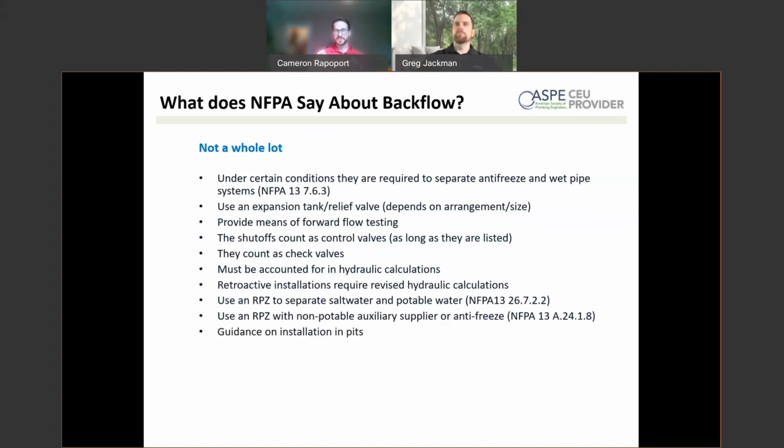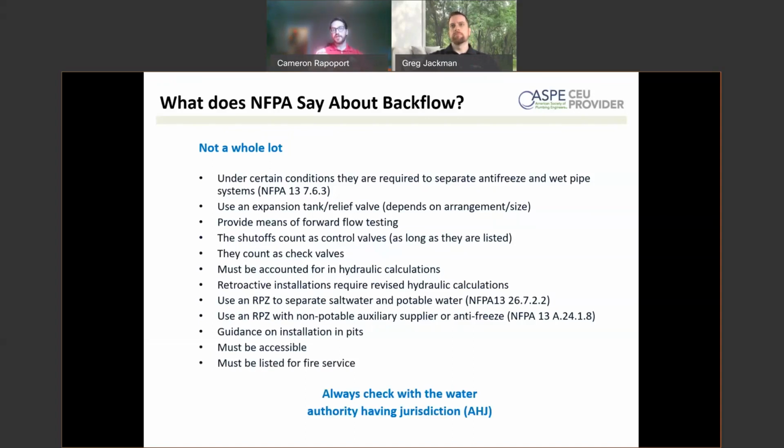They do have some guidance on installation in pits. They say it must be accessible. Please make it accessible, right? People have to come in, they have to repair these, they have to get annually tested in most cases. So you're going to make it a real issue for your customer if testers can't easily access it. Of course, they must be listed for fire service, right? Got to have that, typically UL or FM. But at the end of the day, the national codes are the national codes, but it's up to local enforcement to tell you exactly how they want things done.